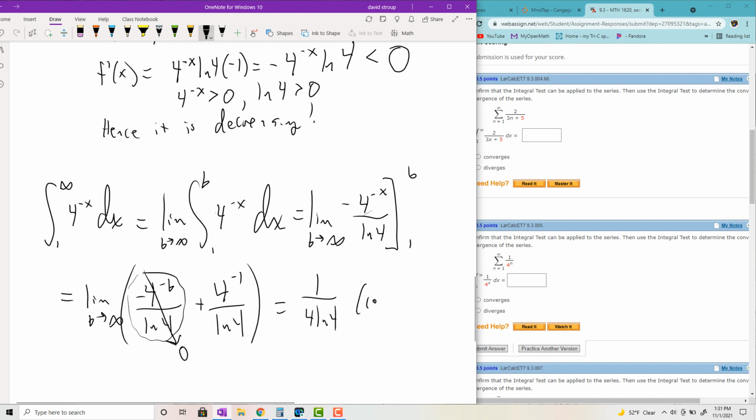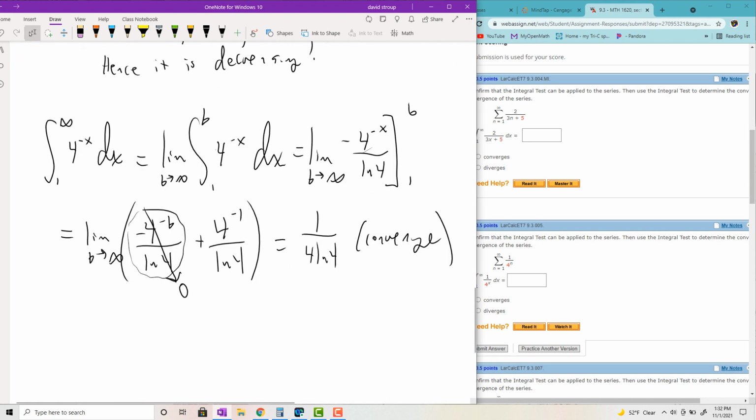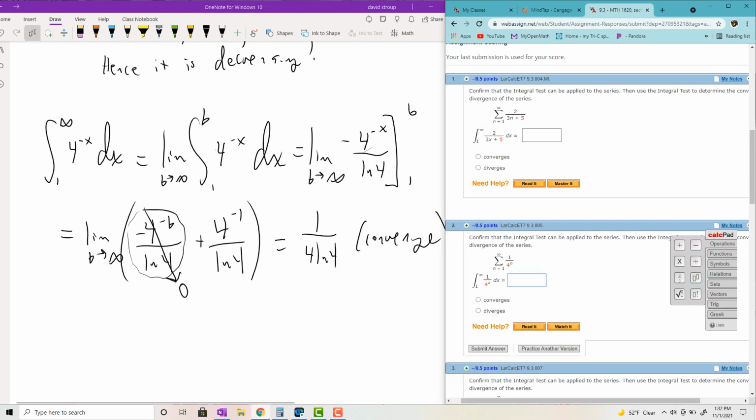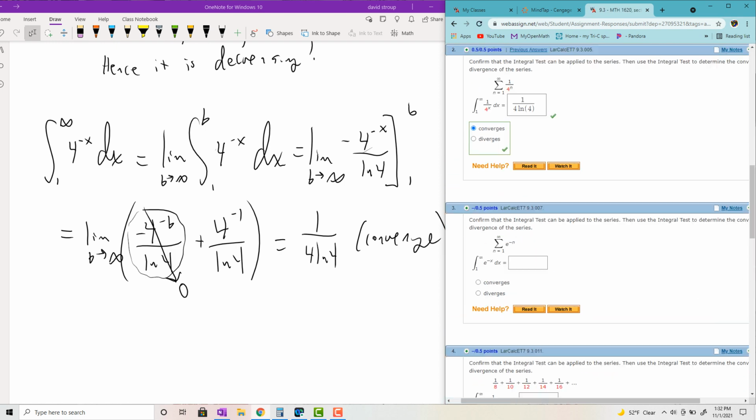So both will converge. Again, it's not converging to that number, right? The integral and the series can be different. So you won't be able to say that the series will equal that. It'll be close probably, but it won't be the same. So 1 all over 4 ln 4, and it's converging, and then do a drum roll. Did I get it? Yeah.